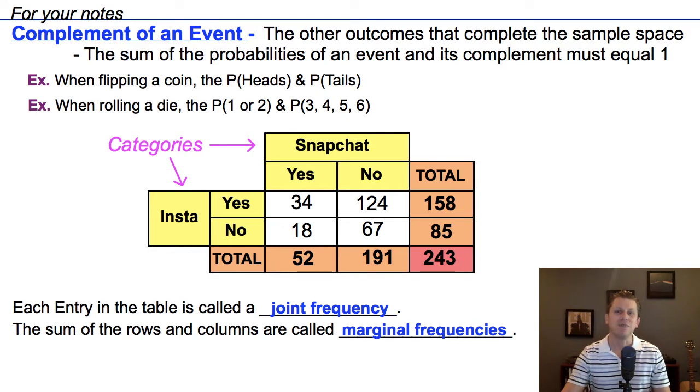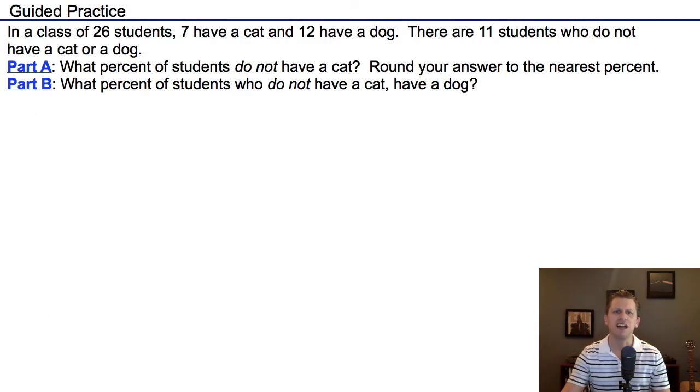Let's look at an example. In this example here, we have a class of 26 students. 7 of those students have a cat, and 12 of those students have a dog. There are 11 students who do not have a cat or a dog. Part A, what percent of students do not have a cat? Round your answer to the nearest percent. Part B, what percent of students who do not have a cat have a dog? And we'll round that answer to the nearest percent as well.